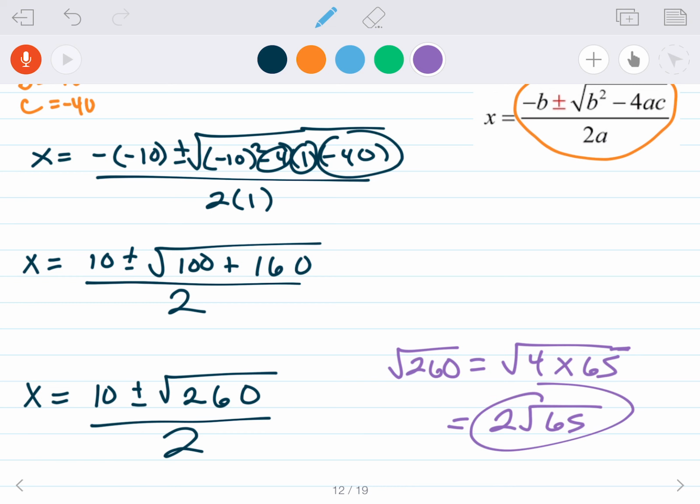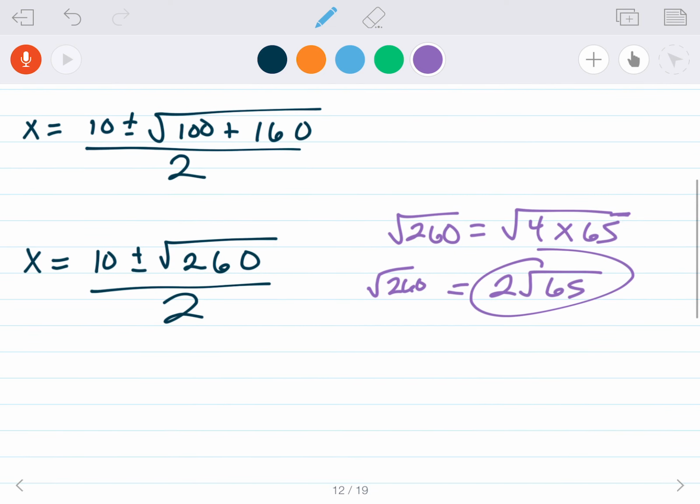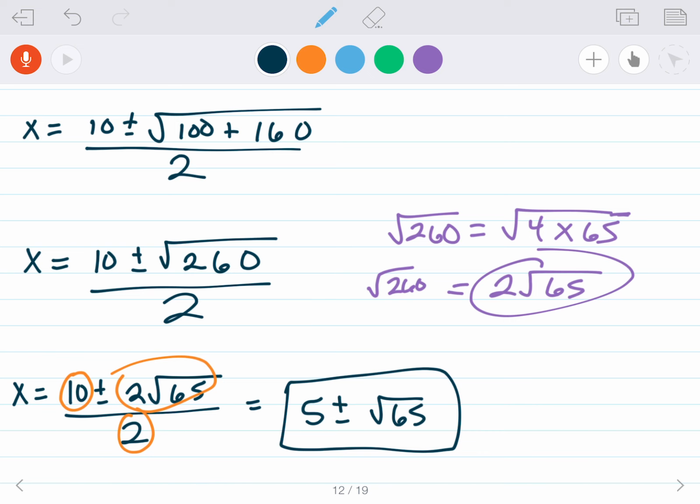So this is it. The square root of 260 is the same thing as 2 square roots of 65. So I'm going to replace it here. So I get x is equal to 10 plus or minus 2 square roots of 65 all over 2. And notice that all three terms can be divided by 2. So 10 divided by 2 is 5. 2 root 65 divided by 2 is simply root 65. And 2 divided by 2, well, that's 1. So these are our zeros: 5 plus root 65 and 5 minus root 65.